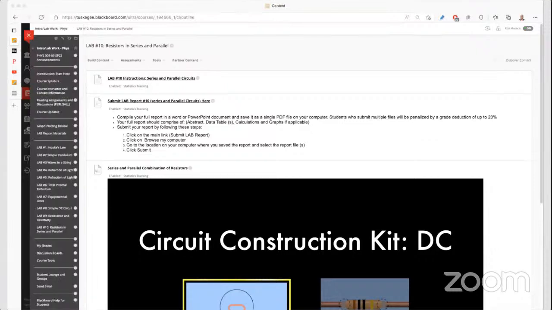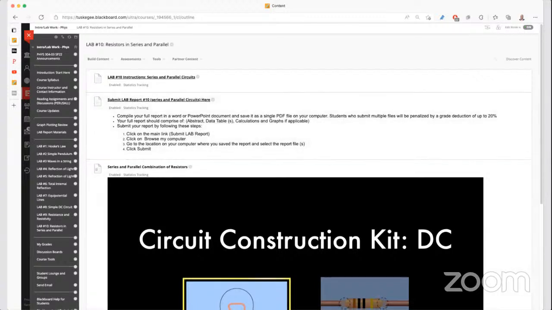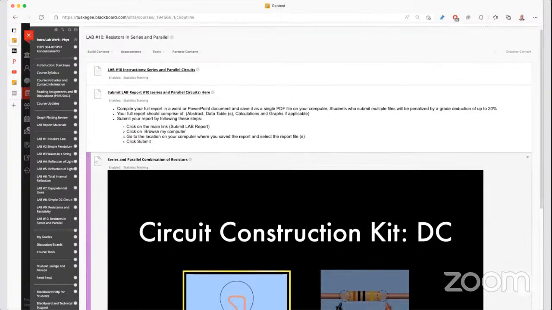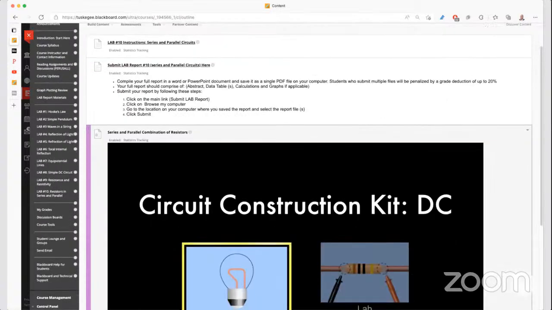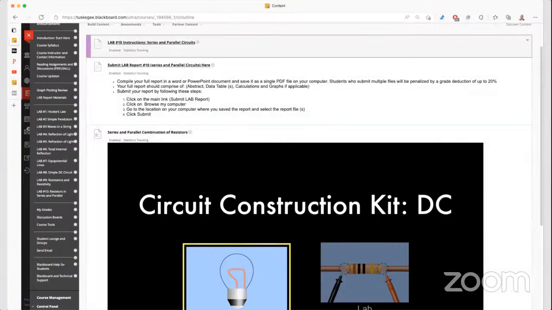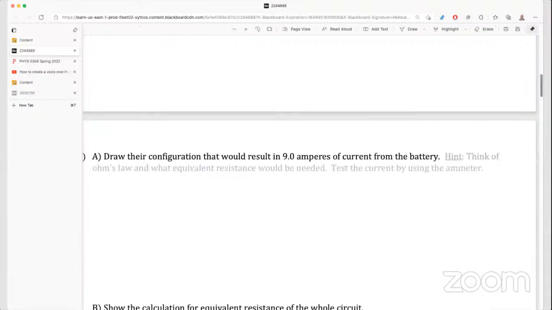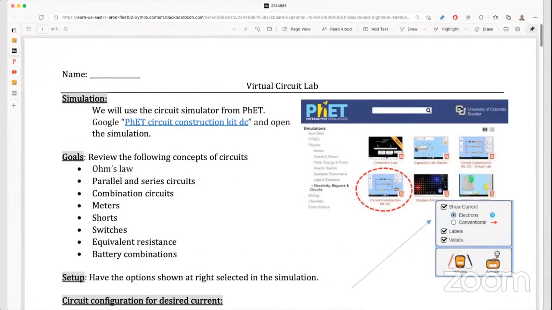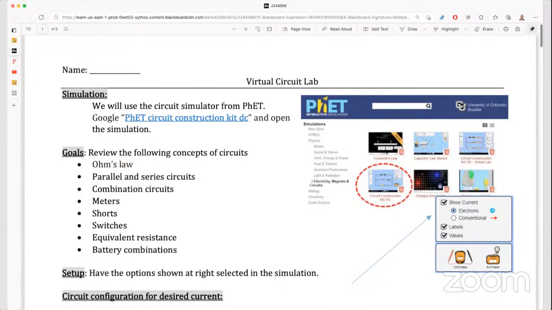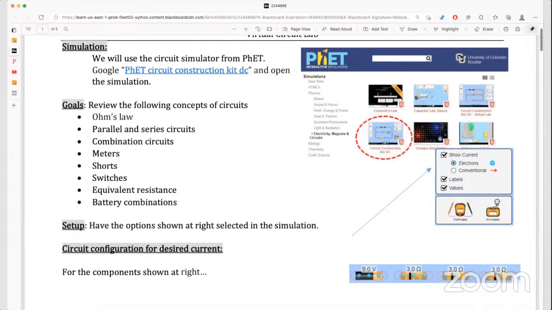Access the lab content in the content area for lab number 10, resistors in series and parallel. You can access the lab instructions by clicking on the first link, and that will take you to this PDF document. For those of you who have tablets, you can download this on your tablet. And as you complete the report, you can actually write in your answers in the spaces provided.